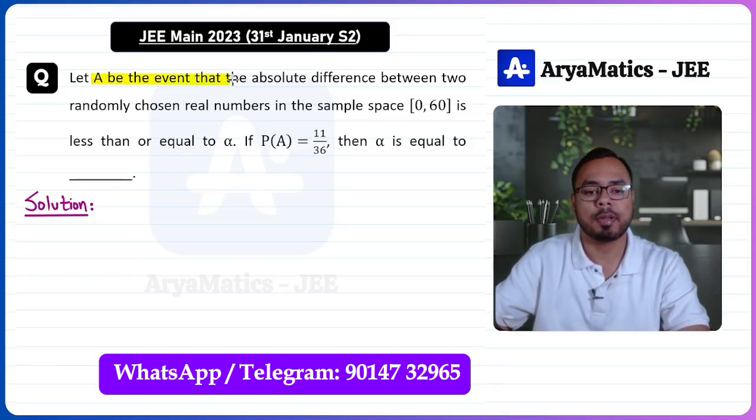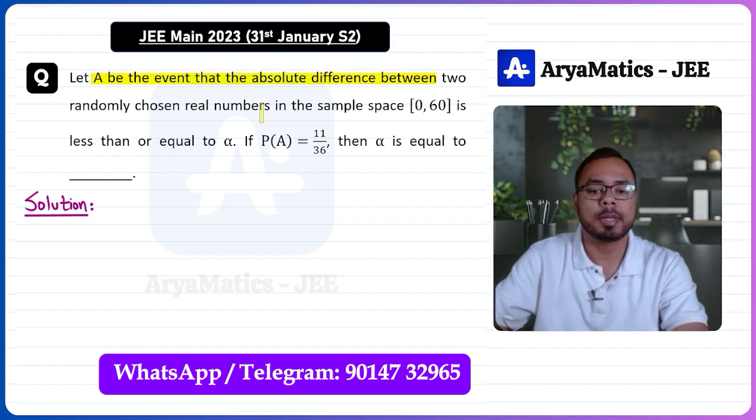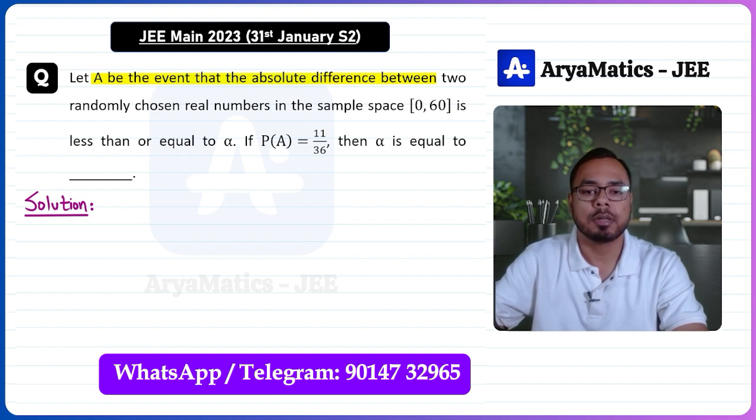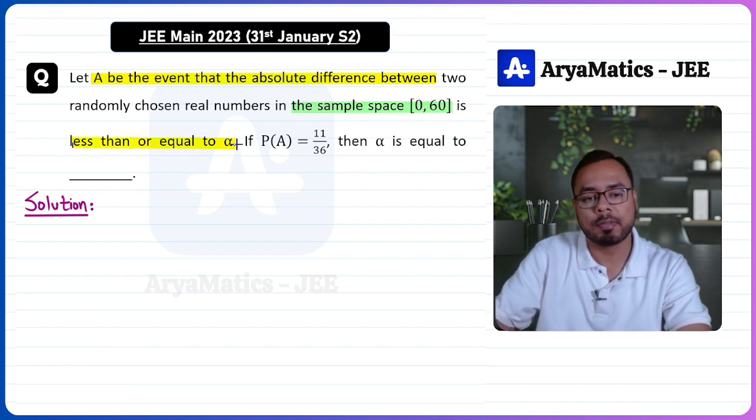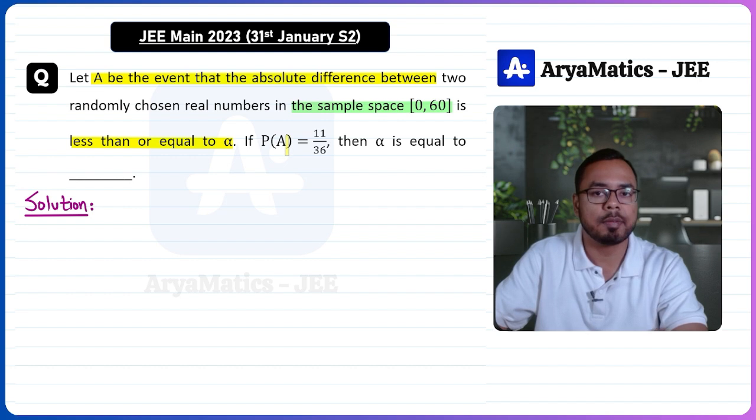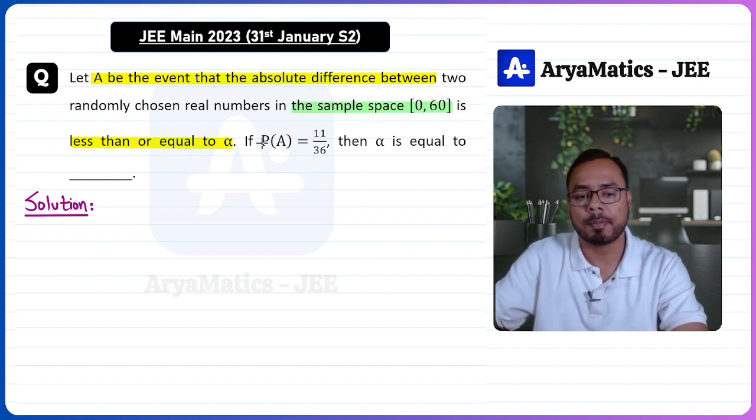Let A be the event that the absolute difference, that means the modulus of the difference between the two randomly selected real numbers in this sample space 0 to 60. So we are selecting any two numbers from 0 to 60 and the modulus of the difference of those two numbers is less than or equal to alpha. The probability of this thing is 11 by 36. So then we have to find the value of alpha.